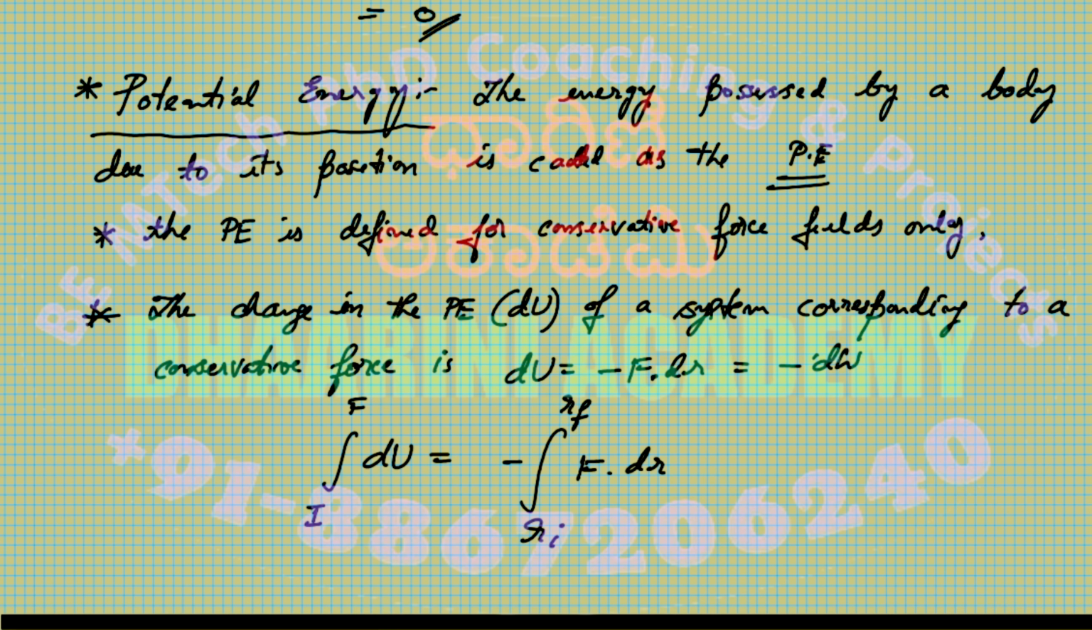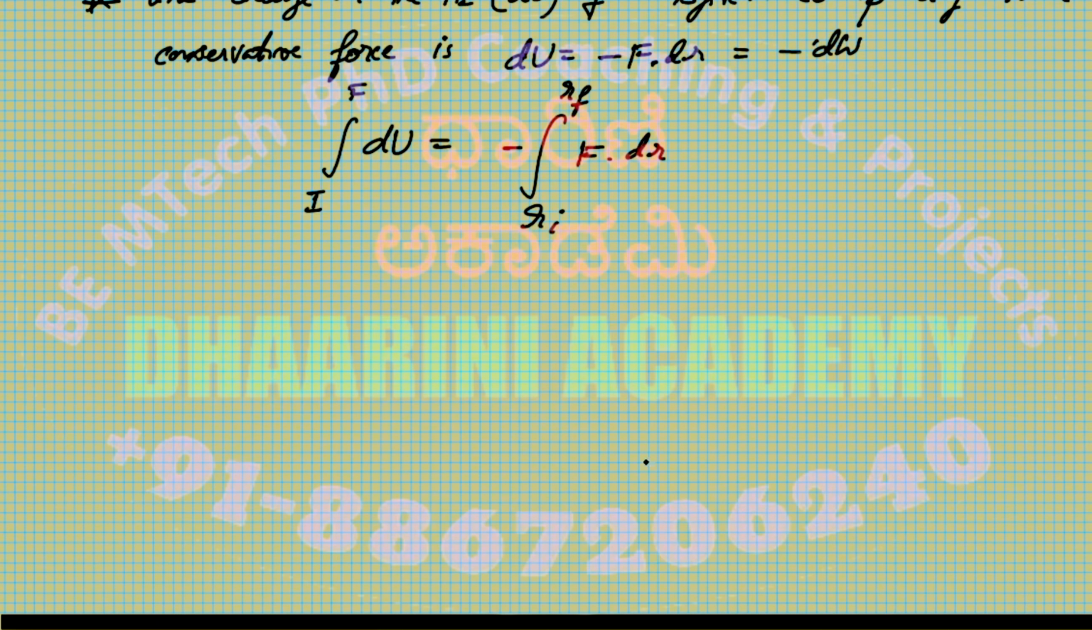So in other words, we can also rewrite the equation in a different format over here. That is, the change in U, that is delta U, should be equal to U final value minus U initial value. This itself is what we have written earlier. So I'll write once again. This is integral, minus, Ri to Rf, F dot dr.